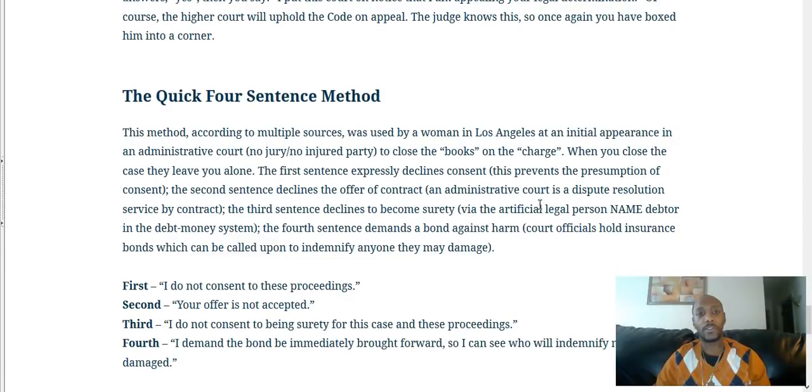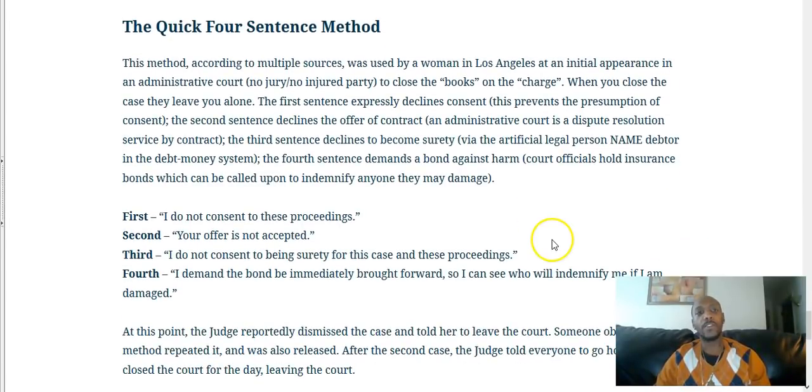The quick four sentence method. This method, according to multiple sources, was used by a woman in Los Angeles at an initial appearance in an administrative court, no jury, no injured party, to close the books on the charge. When you close the case, they leave you alone.